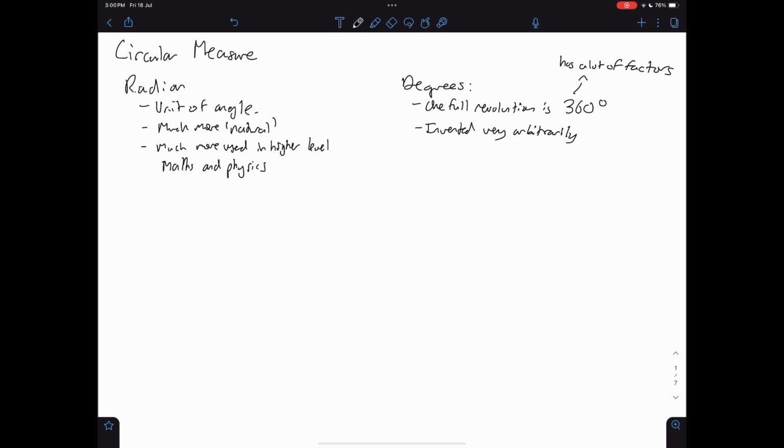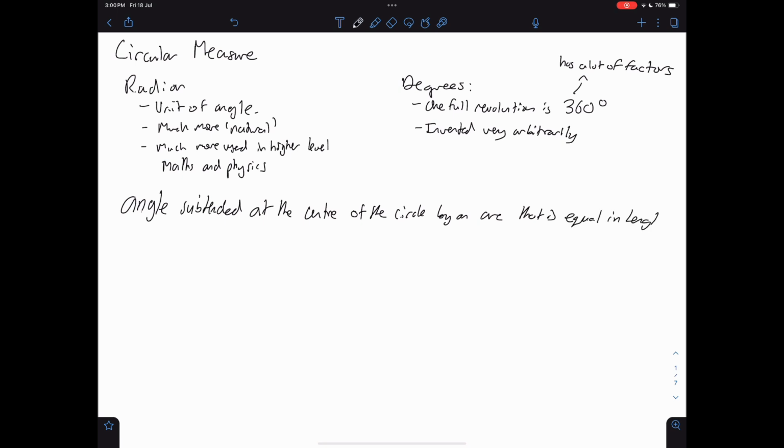And so what is the actual definition of a radian? The proper definition is the angle subtended at the centre of the circle by an arc that is equal in length to the radius. Okay, what the heck does that mean?